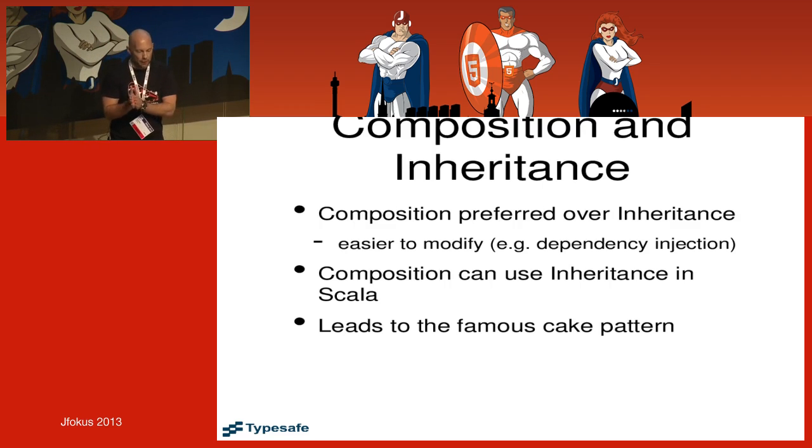Composition is always preferred over inheritance. It's easier to modify, and you can use dependency injection like they do in Spring, for example. In Scala, composition can use inheritance as well. And this sort of leads off to the famous cake pattern. I don't know if you've heard of it. We're going to go through an example of how to bake a cake. So let's get on it.